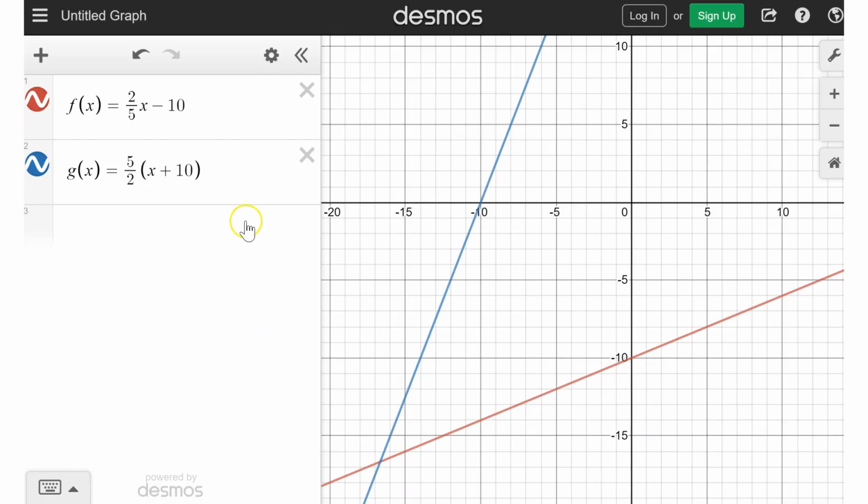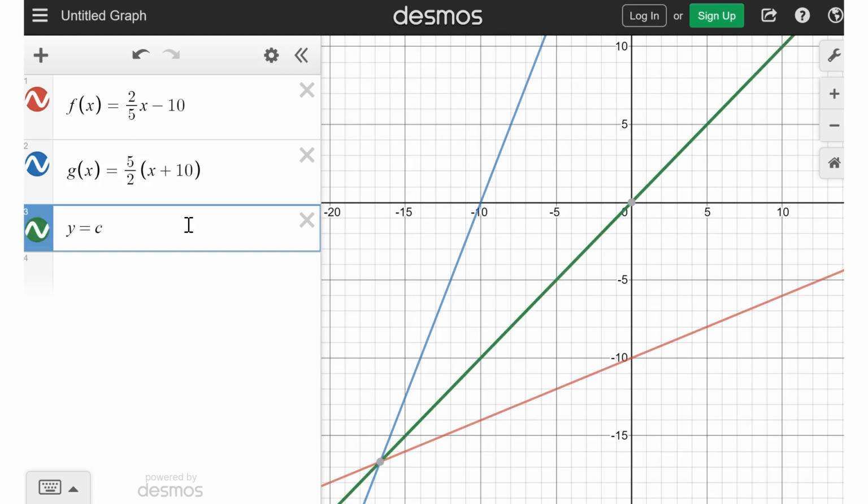So here we are in Desmos, and we have f of x equals 2/5 x minus 10, which is the red graph. And then g of x is equal to 5/2 x plus 10. That's the inverse. Now you notice they're kind of being reflected, and that's the property of an inverse, that it would be reflected over y equals x.